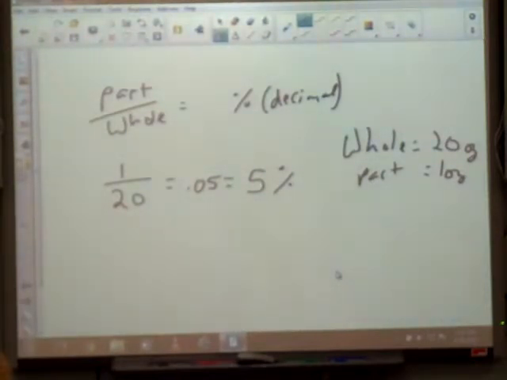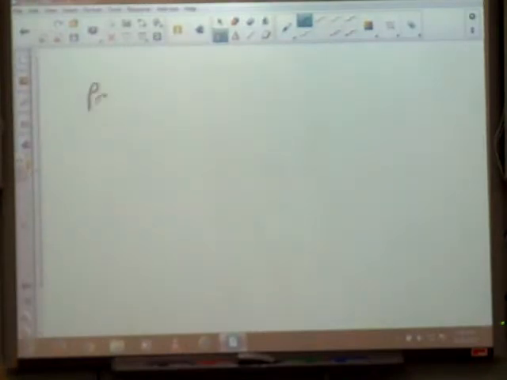Okay, everybody remember how to figure that? What if I gave you the percentage and we had to figure out one of the other pieces? Can we do that? Let's try one. Everybody done with that problem? Still looking at part over whole is equal to the percentage as a decimal.